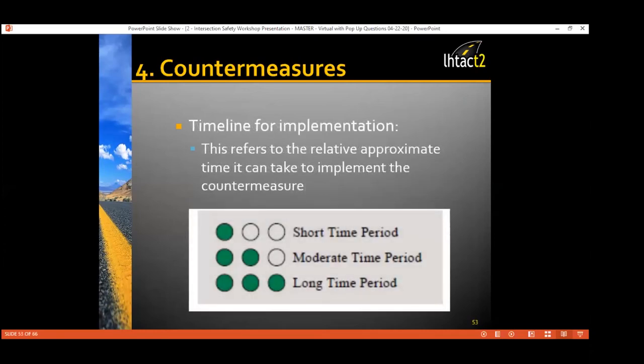The timeline for implementation: we're not building the moon lander. We're not going to whittle this down to the hour or the half day. Just put down that it's going to be a short period of time or a moderate period of time. Or in the case of our mighty skewed intersection, if we're going to have to reconstruct this thing, it's going to take a lot of time.